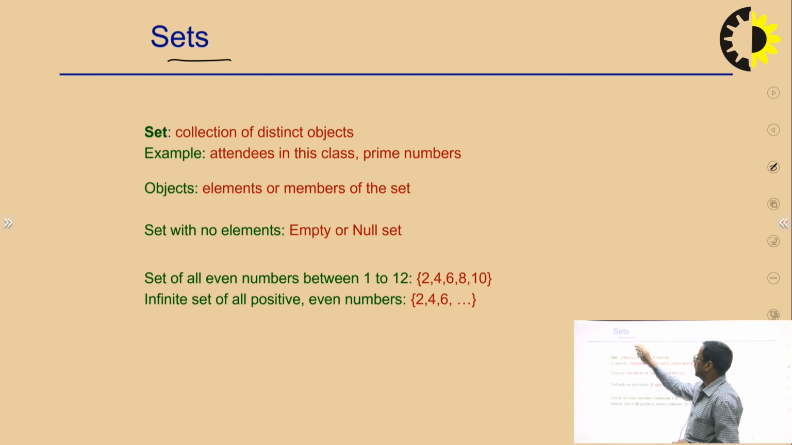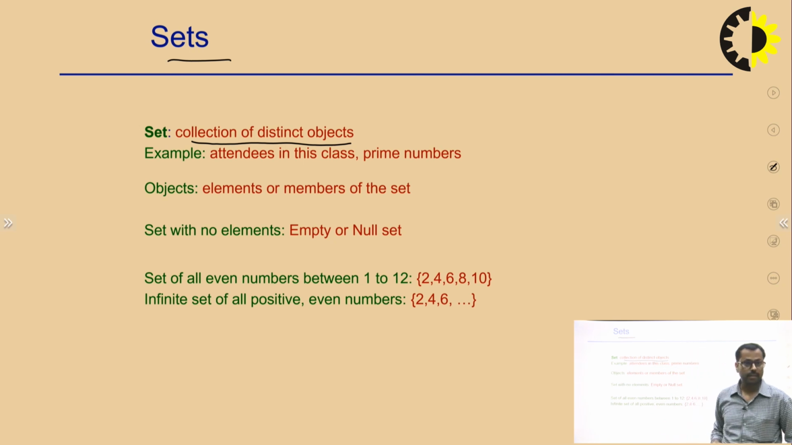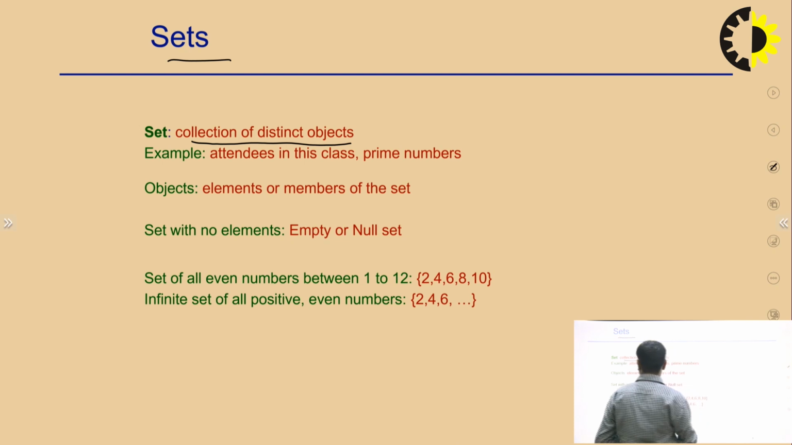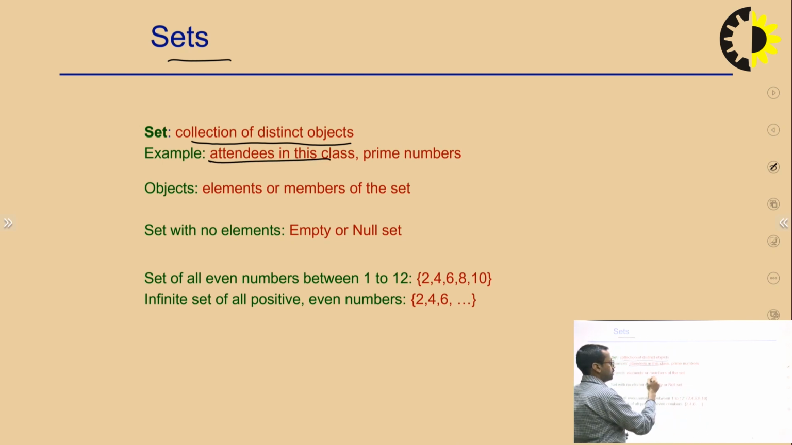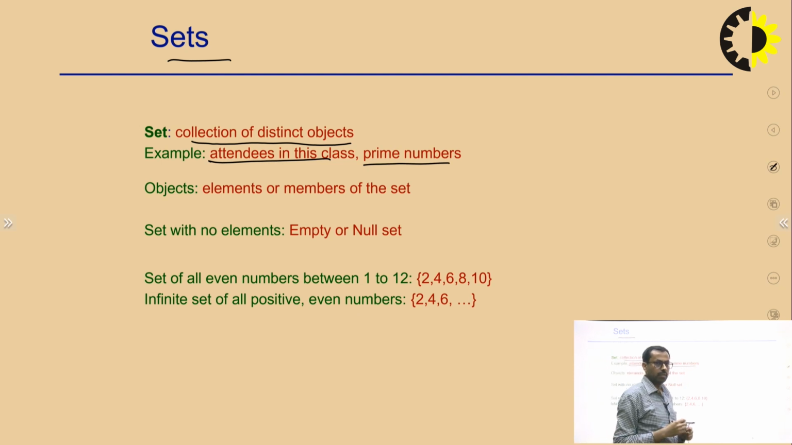The topic is set. What is a set? A set is a collection of distinct objects. Objects may be continuous or distinct, but a set contains only distinct elements. For example, attendees in this class or any class, the prime numbers. Prime numbers are numbers that contain special features and are unique. So, these are examples of a set.